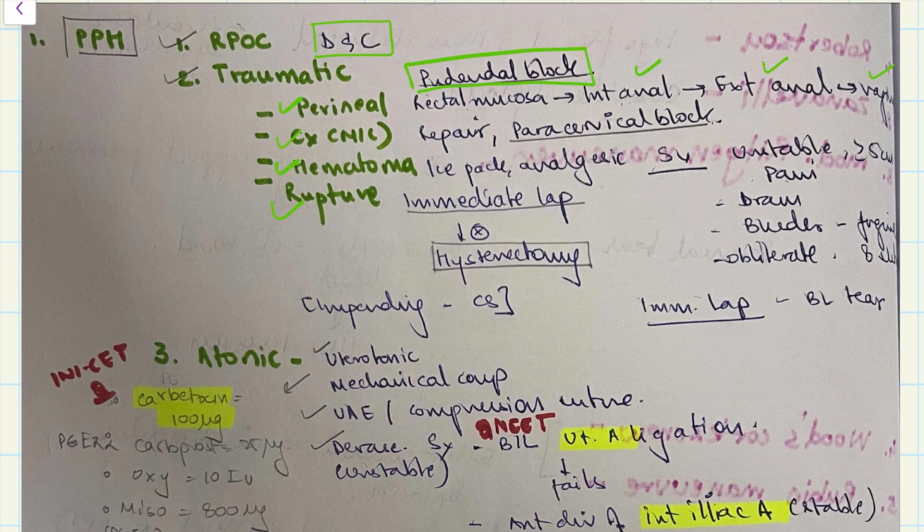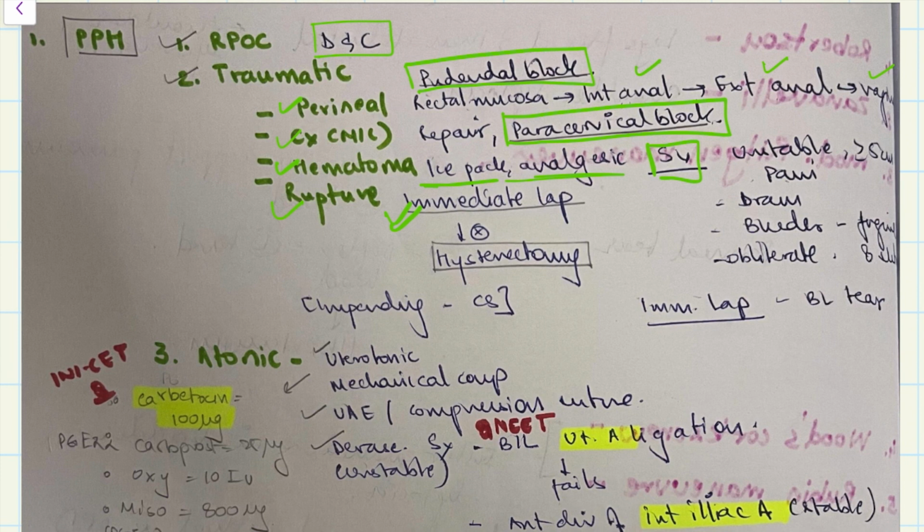For cervical trauma, the block given is a paracervical block and the repair is performed. In case of hematoma, ice pack and analgesics are used. Surgery is done in unstable patients. And in case of rupture of uterus, immediate laparotomy is done. If the patient does not respond, then hysterectomy is performed.